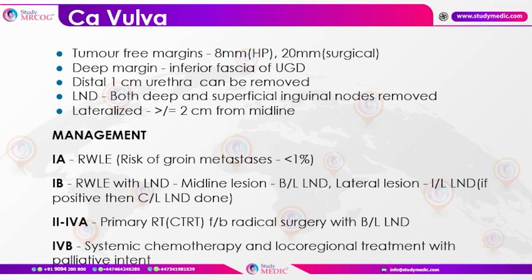dissection. For 2 to 4A, we go for primary radiation or concurrent chemoradiation, followed by radical surgery, always with a bilateral lymph node dissection. Only for stage 1A, we can omit lymph node dissection. For stage 4B, it is usually systemic therapy and locoregional treatment with a palliative intent.